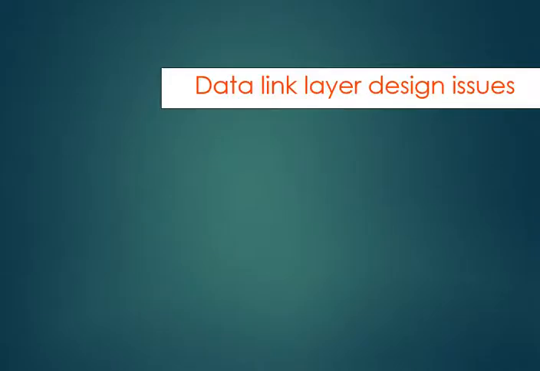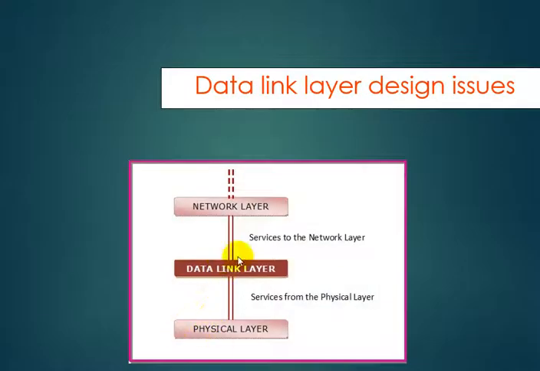Hi students, coming to the next topic in computer networks, data link layer design issues. The data link layer is the second layer, present above the physical layer and below the network layer. Now let us see what design issues the data link layer has.